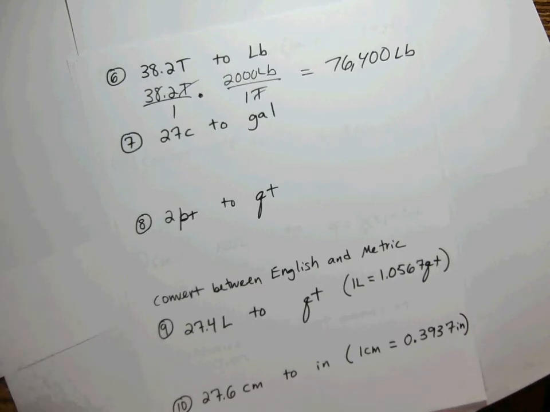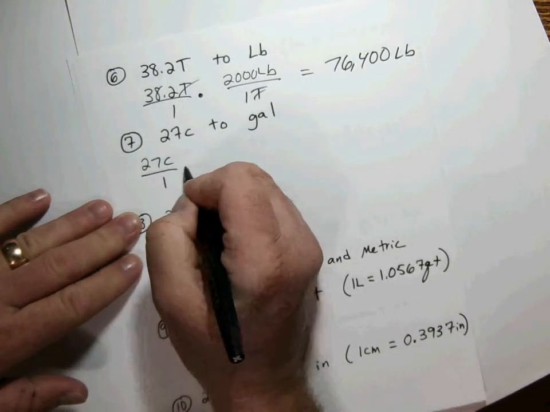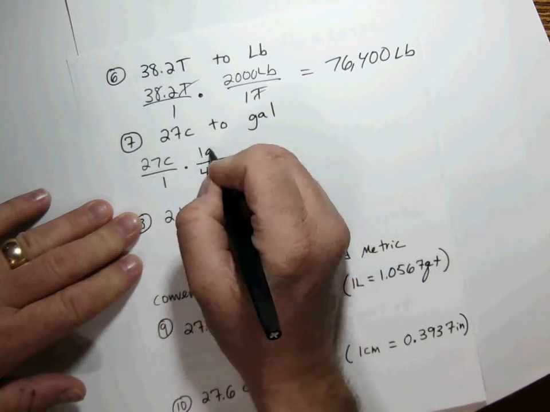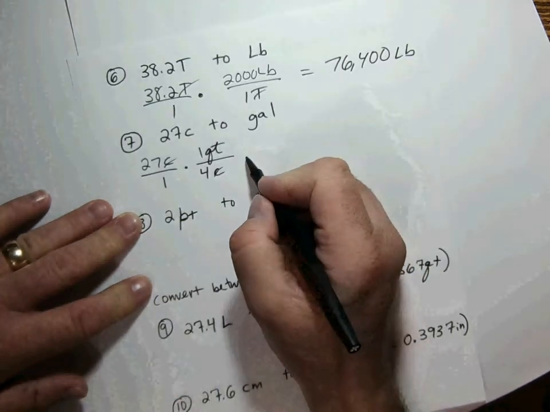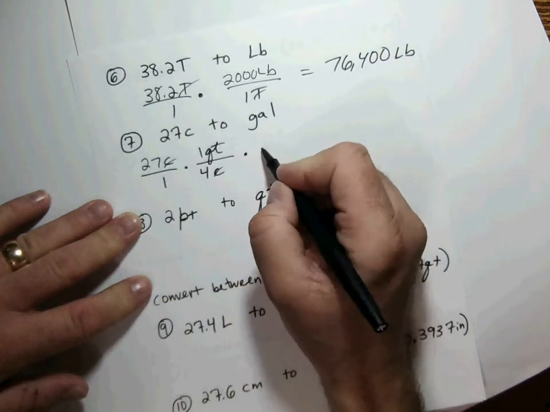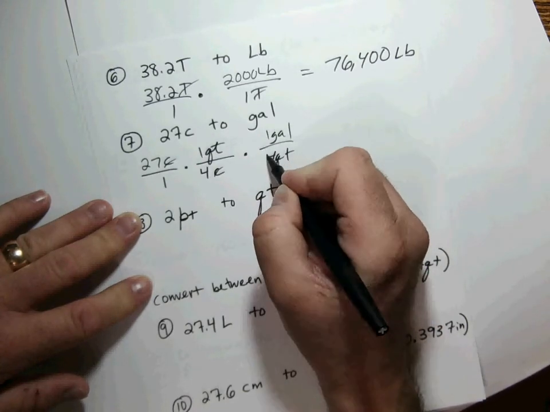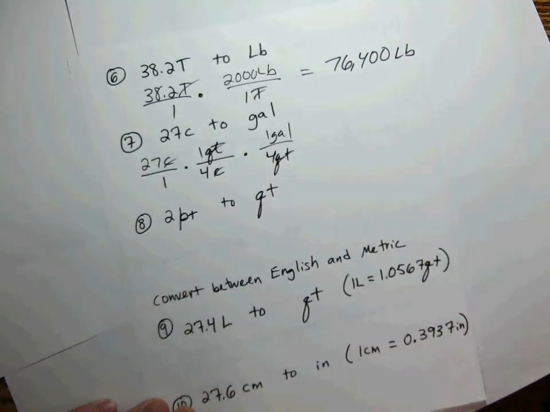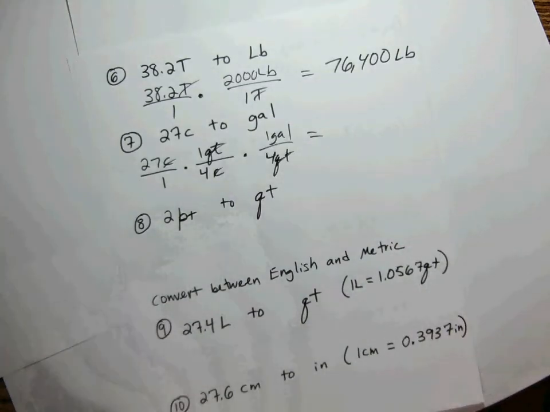There are 4 cups in a quart, so I'm going to have 27 cups over 1, and I will say there are 4 cups in 1 quart, so the cups cancel, but now I'm going to have quarts, but I want gallons, so I'm going to say there are 4 quarts in 1 gallon. Okay? And then the quarts cancel. So the only unit left is gallons. So in this case, I'm really dividing by 4 twice. So it's going to be 27 divided by 4 and then divided by 4 again.